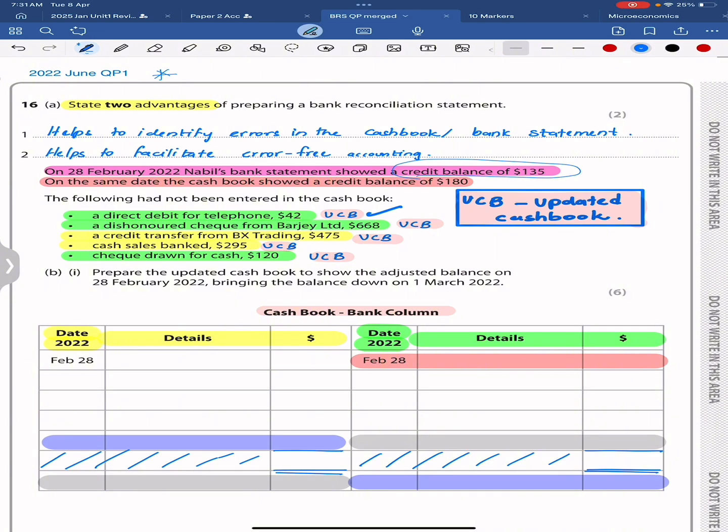A direct debit for telephone 42, a dishonored check from Bajaj Limited 668, and a check drawn for cash 120 should appear on the credit side, whereas a credit transfer from BX Trading 475 and Cash Sales Bank 295 should appear on the debit side.